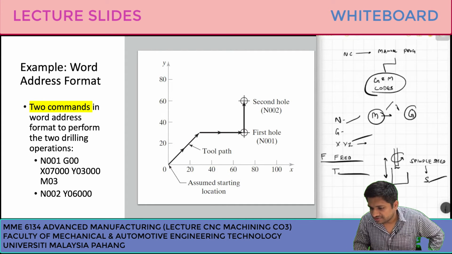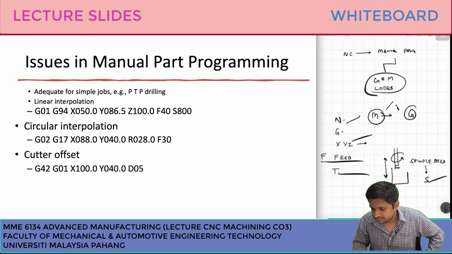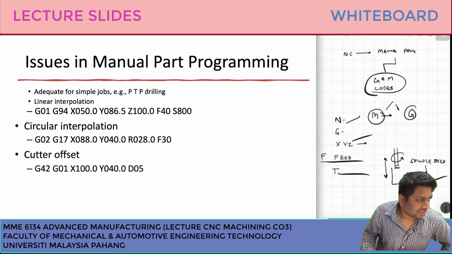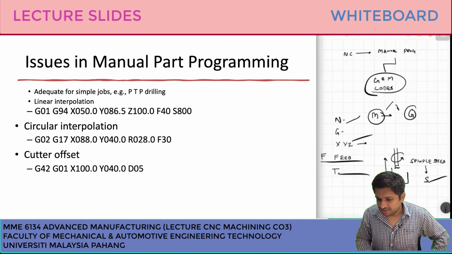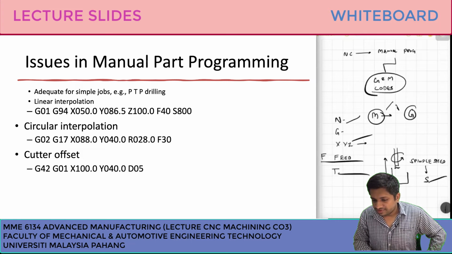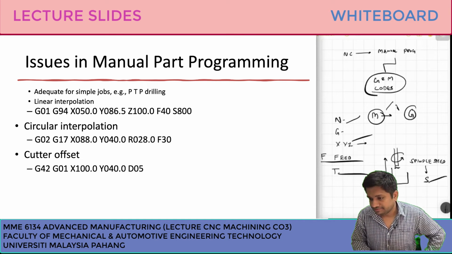So as you can see in the figure, N001 is for this hole and N002 is for the second hole, the instruction. Now, what are the difficulties or issues in manual part programming? There are some issues. Doing a lot of complex shapes can be very difficult.